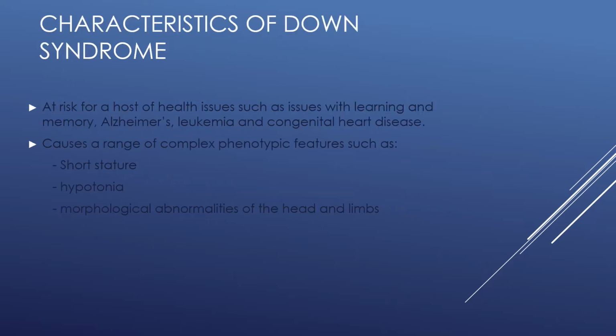People who have Down syndrome also face a host of other potential health issues, such as issues with learning and memory, Alzheimer's disease, leukemia, and other cancers and congenital heart disease. Down syndrome can be characterized by a range of complex phenotypic features, some of which include short stature, hypertonia, morphological abnormalities of the head and limbs, and hyperlaxity of ligaments.